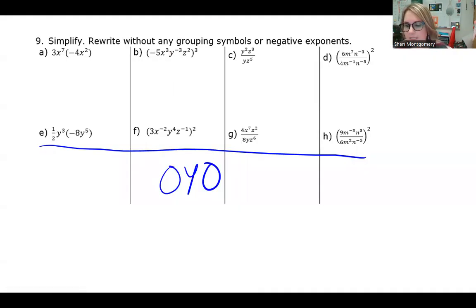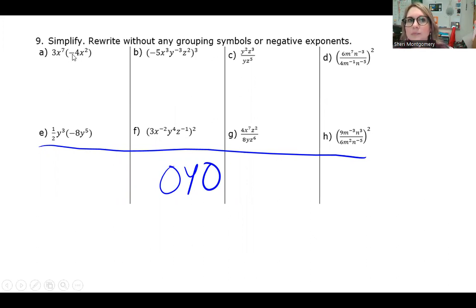We're almost done. I know these problems are exhausting and nobody wants to be here anyways. These say simplify, rewrite without any grouping symbols or negative exponents. I think multiplying is easier than adding or subtracting, but let's see. So when we do these, you got to first look at what you're doing to the coefficients. We're multiplying. So when you multiply, what are you going to do with the exponents? If you don't remember, flip it over. So yes, we will add.